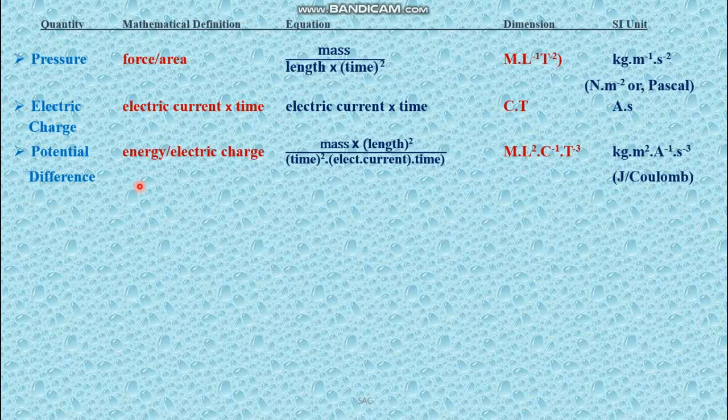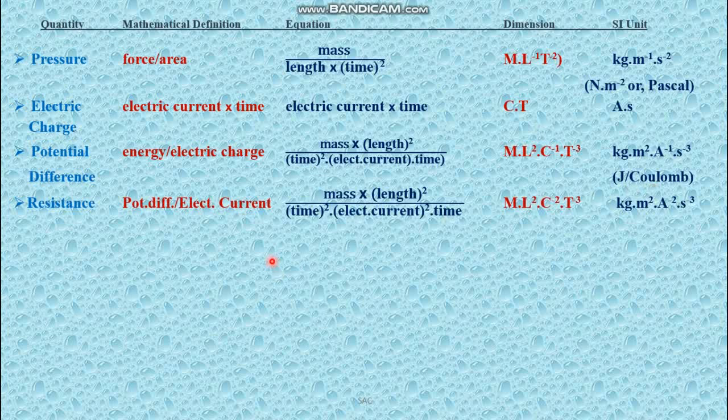Potential difference. In the basic 7 quantities there is no mention of potential difference, so it is a secondary quantity that should be obtained from the basic 7 quantities. What is its definition? When electric charge is multiplied with potential difference, you get energy, isn't it? So when energy is divided by electric charge, you get potential difference. Energy has the dimension mass into length squared by time squared, and electric charge has the dimension electric current into time. When the dimension of energy is divided by electric current into time, you get the exact dimension of potential difference, which is known as 1 volt, and 1 volt is 1 kg meter squared per ampere per second cube. This is nothing but joule per coulomb.